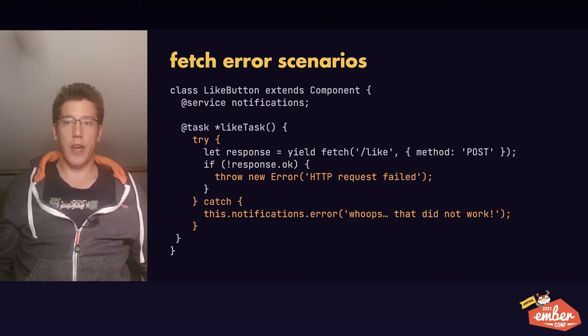The solution is to make non-200 status responses throw errors too. We can then wrap everything in a try-catch block, and we can move the notification into the catch block. Now we have a single place that handles both kinds of errors.